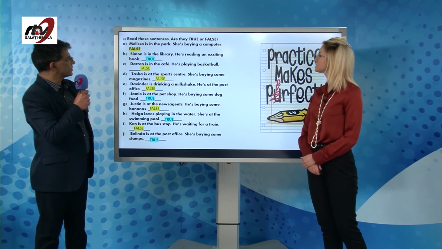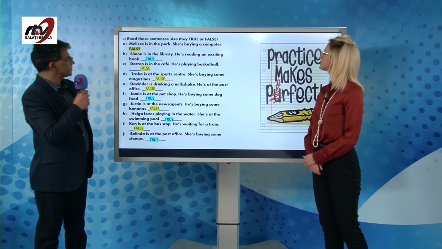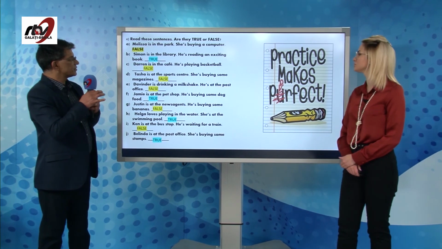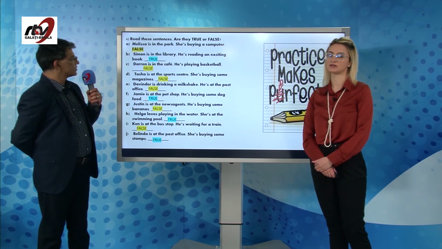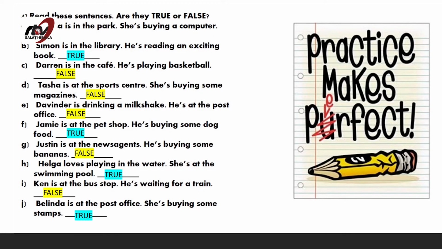are true or false. Let's start with the first one. Melissa is in the park. She's buying a computer. So in the park you can't buy a computer. It is a false sentence. Similarly, Simon is in the library. He's reading an exciting book. It has to be true. Devon is in the cafe. He's playing basketball. It's a false statement.